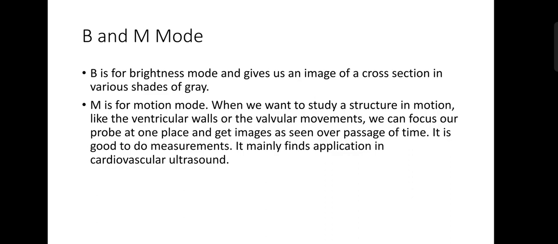And what about this B and M mode? The B is for brightness mode and gives us an image of a cross section in various shades of grey. And M is for motion mode. When we want to study a structure in motion, like the ventricular walls or the valvular movements, we can focus our probe at one place and get images as seen over passage of time. It is good to do measurements. It mainly finds application in cardiovascular ultrasound. If need be, we can also acquire skills in Doppler. Otherwise, this is the basic that we need to know.